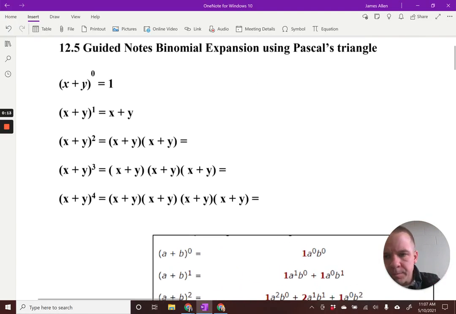If we start expanding on our own, if we had x plus y to the 0 power, that would just be 1. Anything to the 0 power is 1. x plus y to the first would just be x plus y.